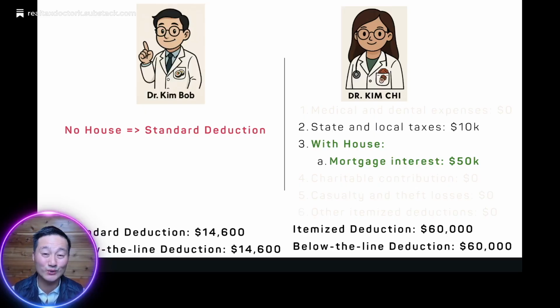After she sold her COVID-era house for $250,000 of gain, she bought another one. So in 2024, she paid $50,000 in mortgage interest. And when she added up all of the 6 categories, including state and local taxes, her itemized deduction came out to be $60,000.